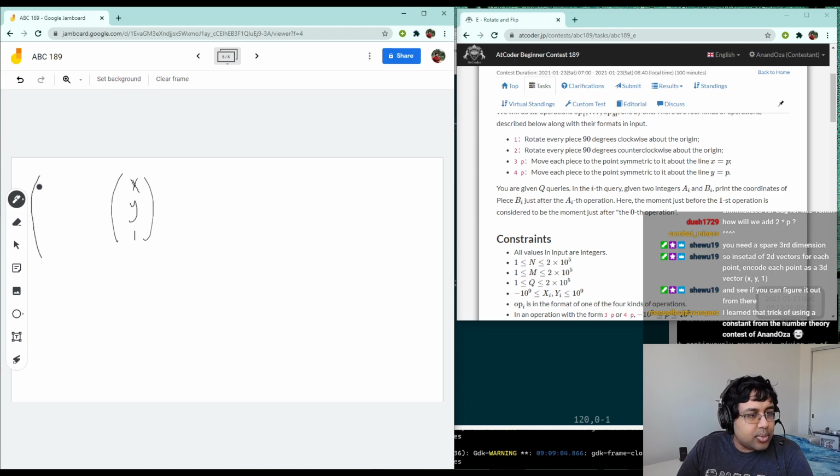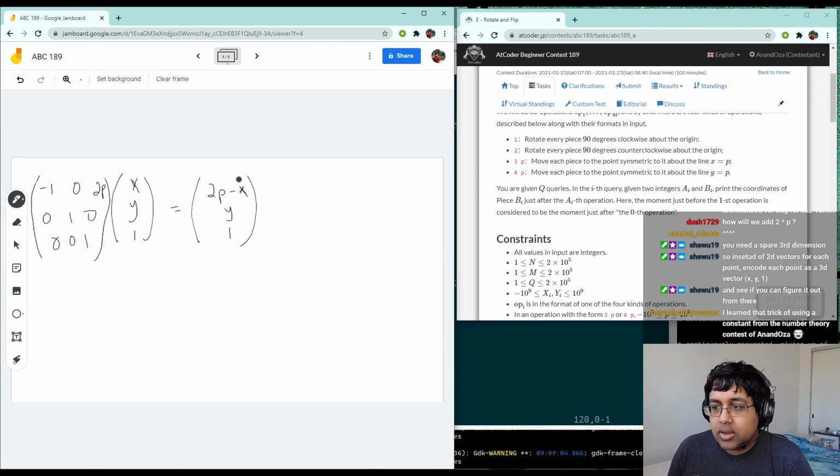So then, for example, we have -1, 0, 2p, and then the rest of this would just be the identity. And then this would give 2p minus x, y, 1. So this is the transformation that you wanted.